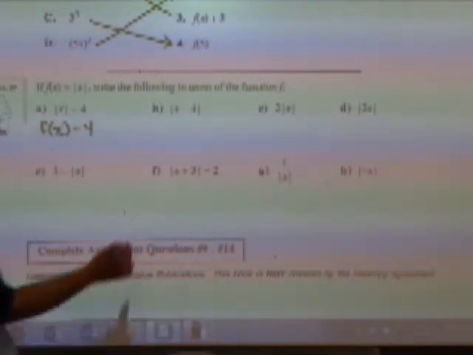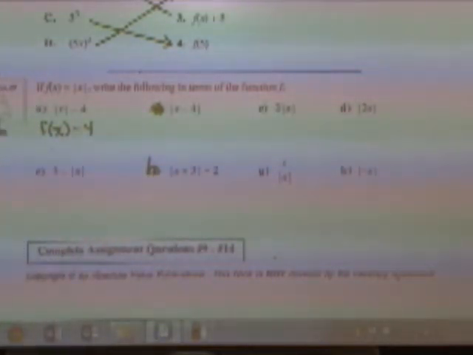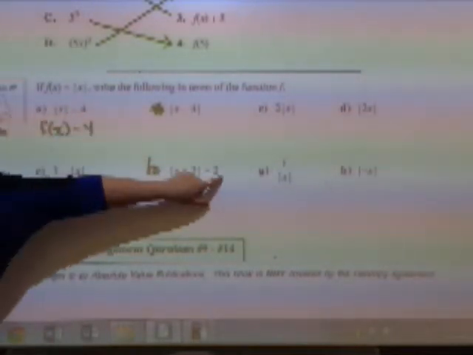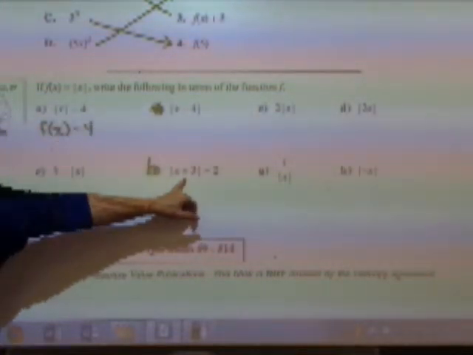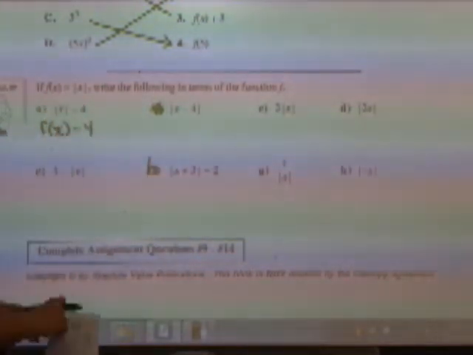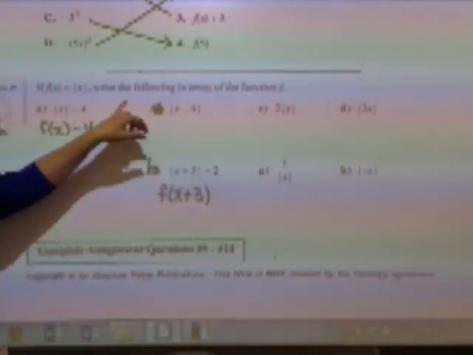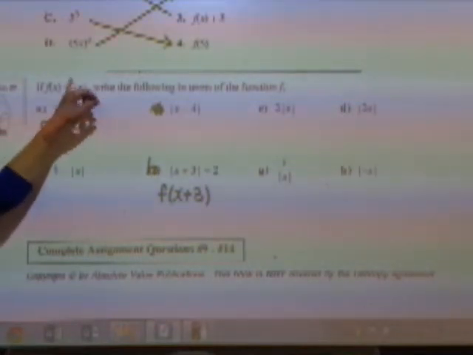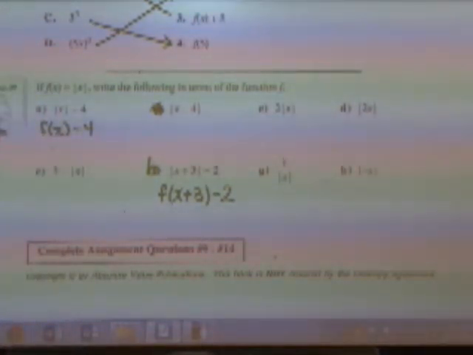You don't have this question, but this is your b, right? Absolute value of x plus 3 minus 2. So how do I go from this equation to this one? I added 3. So I replaced the x with an x plus 3. And then the minus 2 is outside the absolute value, so I subtracted the equation by 2 afterwards. So I get f of x plus 3 minus 2.